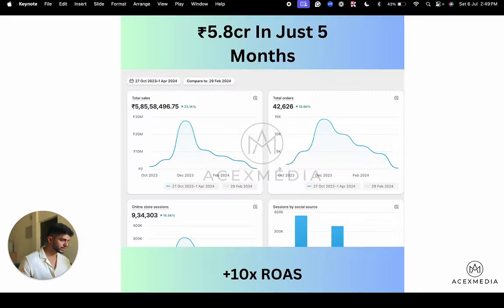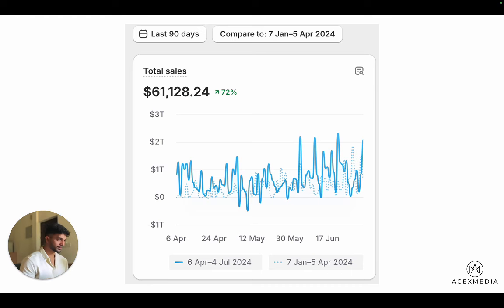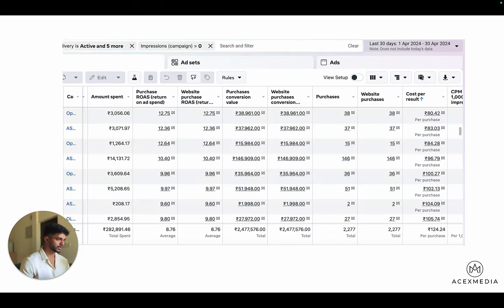And going back to our case studies here, for this other client here, we generated close to $60,000 in sales in the last 90 days. That's almost 72% growth compared to their previous months. And for another client here, this is with Facebook ads. Before working with us, this client used to work with another agency, and they were not happy with their ROAS. So we came on board.